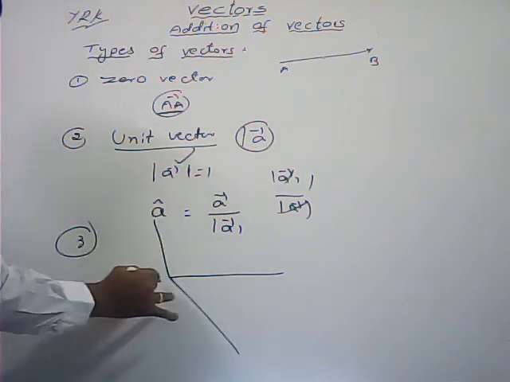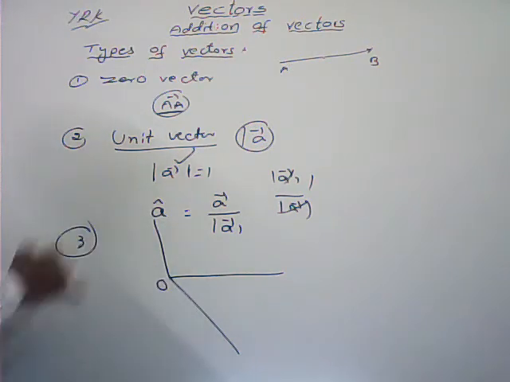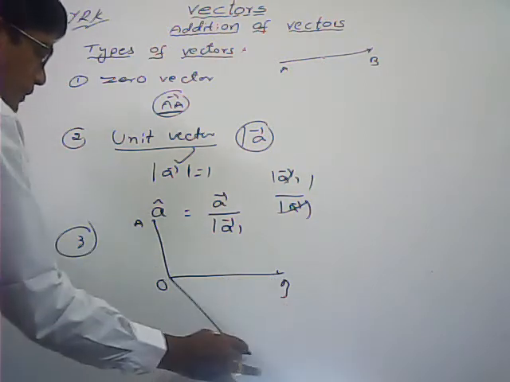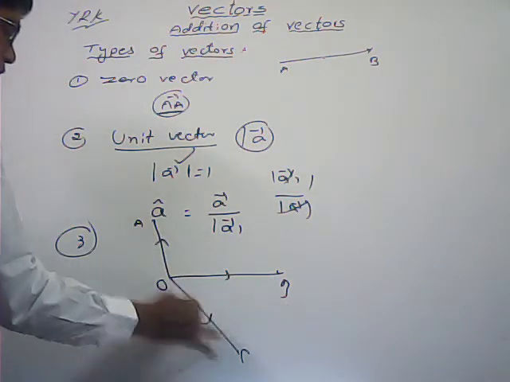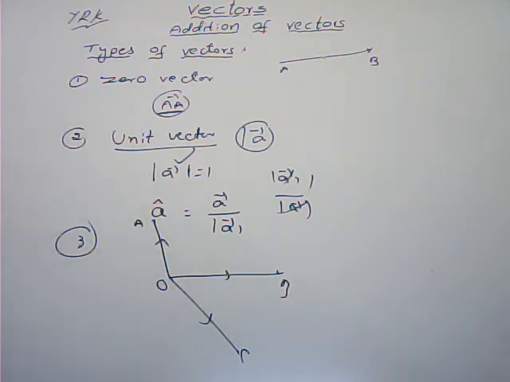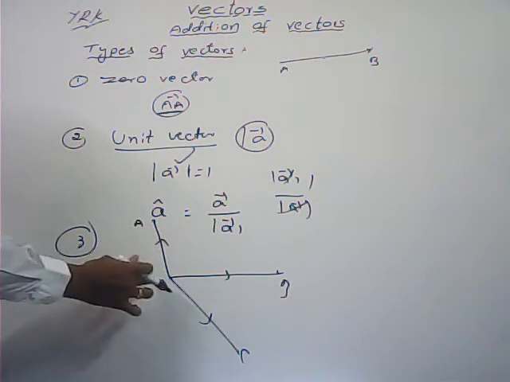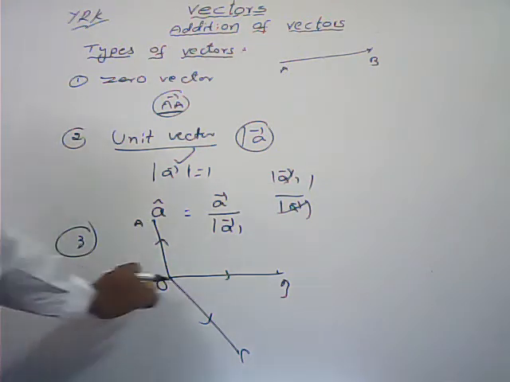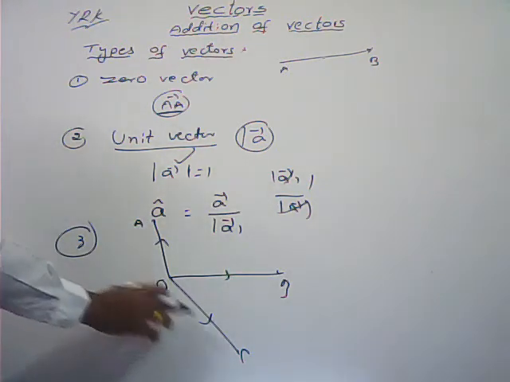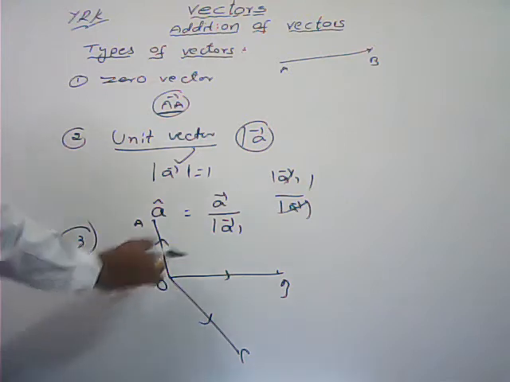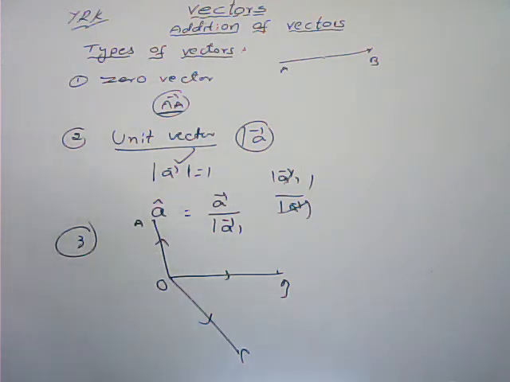Co-initial means all are having the same initial point. OA, OB, OC. Here OA bar, OB bar, OC bar, these are the three vectors. All the three vectors have the same initial point. O is the initial point. Here for OA bar, A is the terminal point. For OB bar, B is the terminal point. For OC bar, O is the initial point and C is the terminal point. But here all these vectors have the same initial point, so all these vectors we say co-initial vectors.